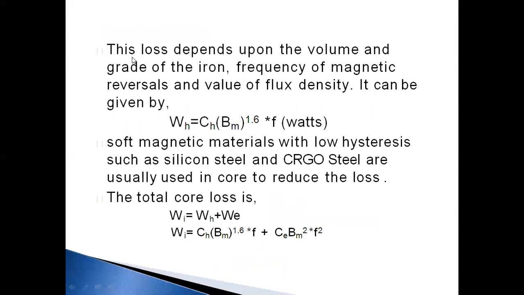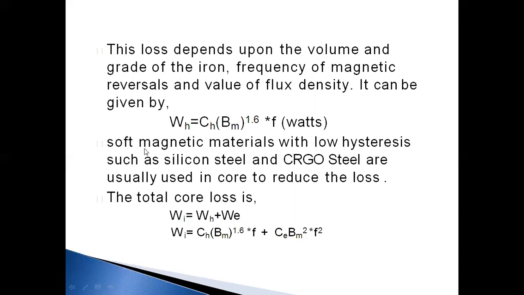So the loss depends upon the volume and the grade of the iron that is used, the frequency of magnetic reversal, and the value of the flux density. Hence the hysteresis loss can be given as WH, the loss due to hysteresis, equal to CH Bm to the power 1.6 into F watts. This is the general formulation of hysteresis loss, which depends upon the volume and grade of the iron, frequency of magnetic reversals, and value of flux density.